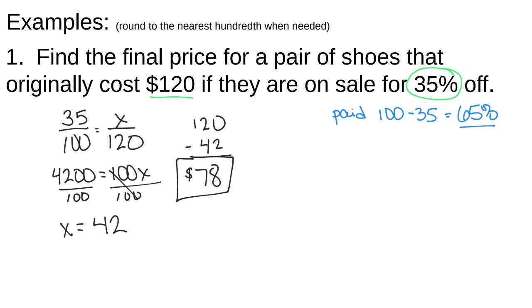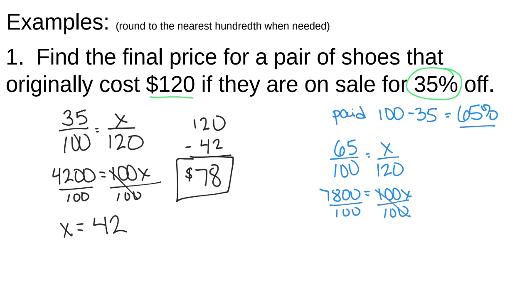We could redo this problem with 65 in the percent spot. If we cross multiply here, we would have 7,800 equals 100x. We would solve for x by dividing by 100 so that x is by itself, and we would get 78, which matches our answer that we got over here at the end. The reason that works is because this is the percent that we paid, so it solved for x, which is the part that we paid.